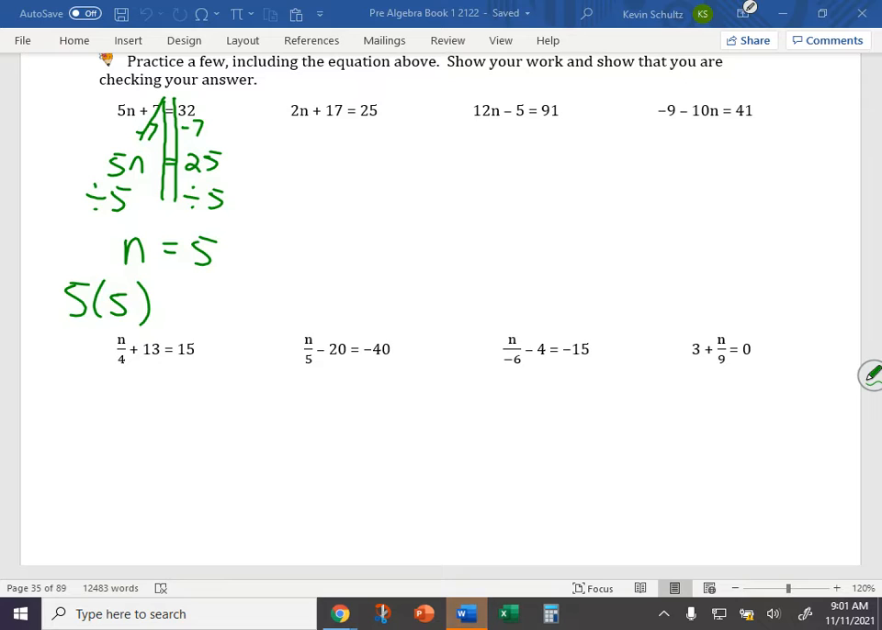Take that value for n, plug it in for n in the original equation. 5 times n plus 7 equals 32. How about 5 times 5 plus 7 equals 32? Does it? Yep, it does. 5 times 5 plus 7 does equal 32, so you know that you're right. You do need to check your answer.